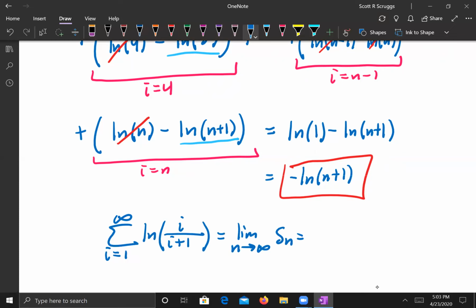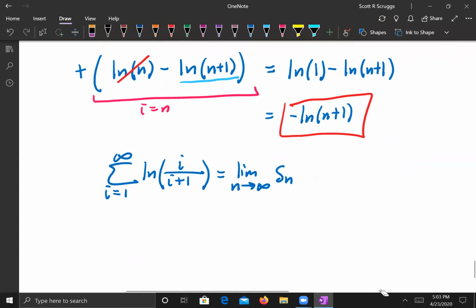I did all of this work to conclude that my partial sum is the limit as n goes to infinity of negative natural log of n plus 1. So I'll put that negative up front because it's a constant. I'm taking an infinite limit of natural log. That's an infinite behavior type relationship.